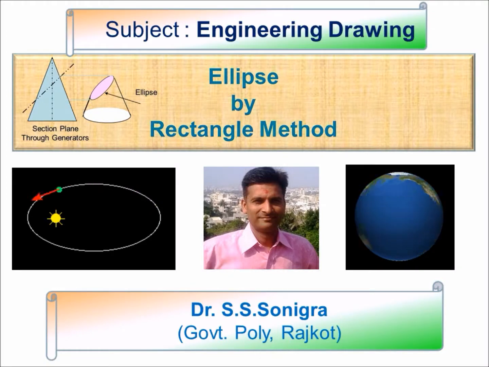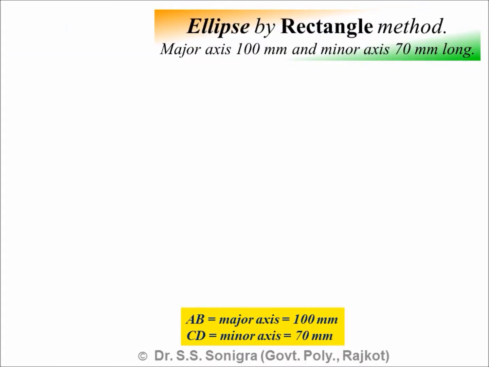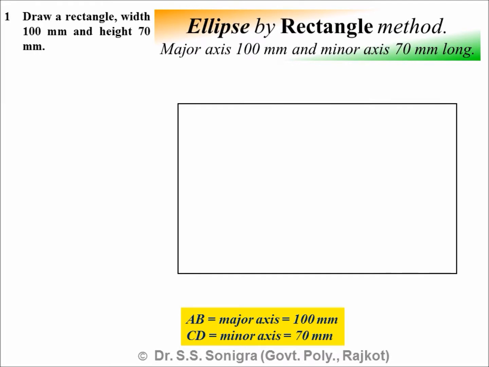Hello friends, we will discuss how to draw an ellipse by rectangle method. The dimensions of the ellipse are given as major axis 100 mm and minor axis 70 mm. So first of all, draw a rectangle of given dimensions. Say 100 mm is the width and 70 mm is the height as given in this diagram.